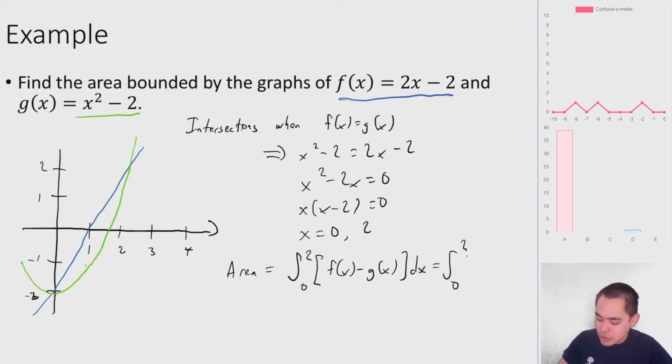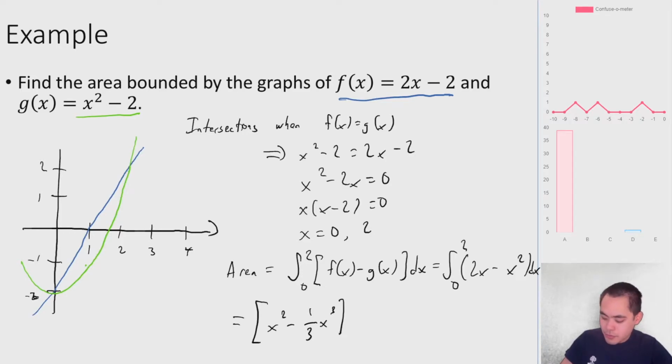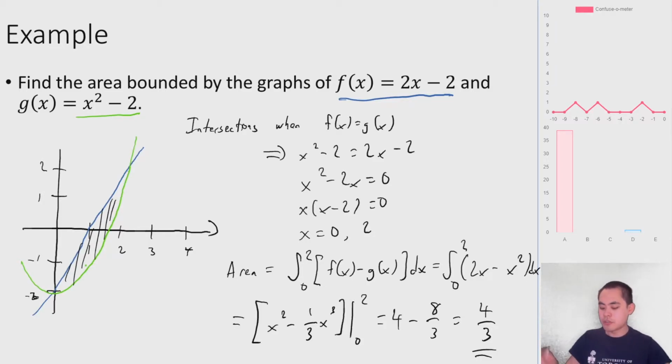You do the subtraction of 2x minus x squared dx, which is equal to x squared minus 1/3 x cubed from 0 to 2, which is equal to 4 minus 8 over 3, which is equal to 4/3. So that is the area between those two curves in that interval. And the reason we can do that is because we computed the intersections first, and then we just found what area is in between them.